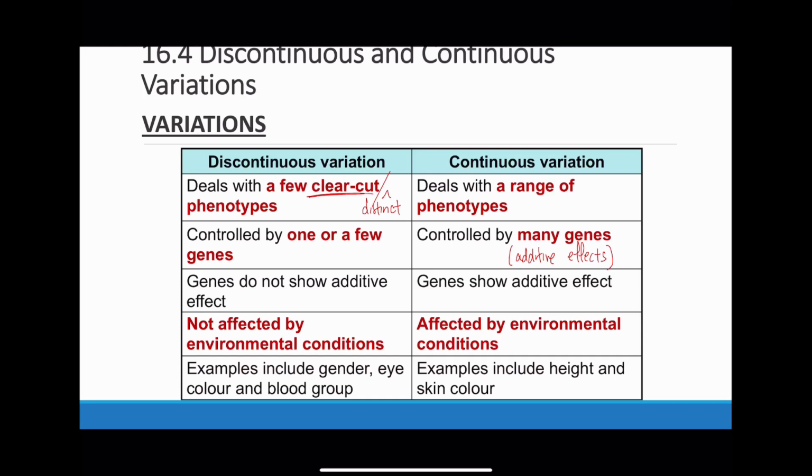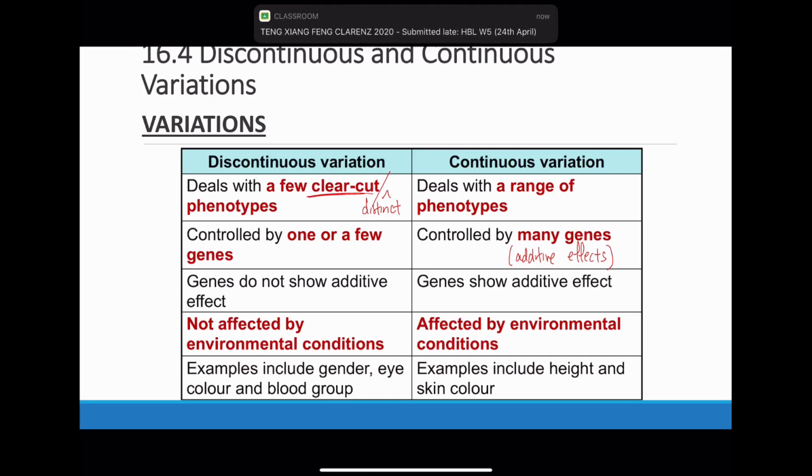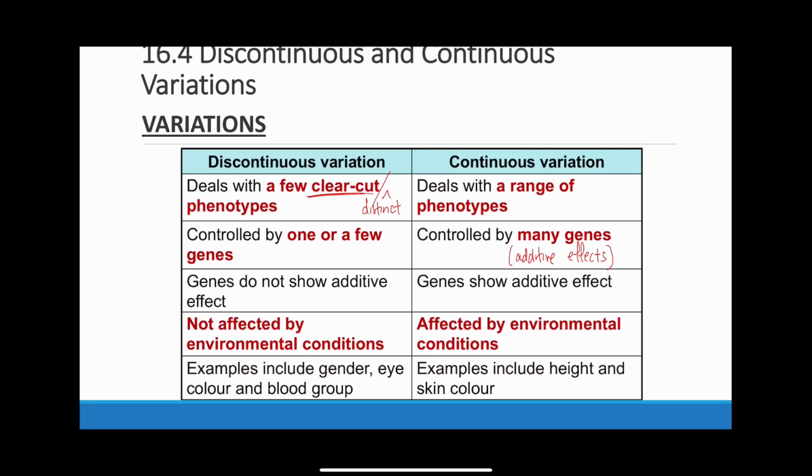Some examples of discontinuous variation can be gender. You're either male or female, that's all. There's no in between. The eye color is one good example, as well as the blood group. But for continuous variation, your height, your skin color, yes, skin color is a very good example because over time it gets affected by environmental conditions as well. If you are exposed to light for too long, you start to become tanner. So this is a very good example of what a continuous variation will look like.